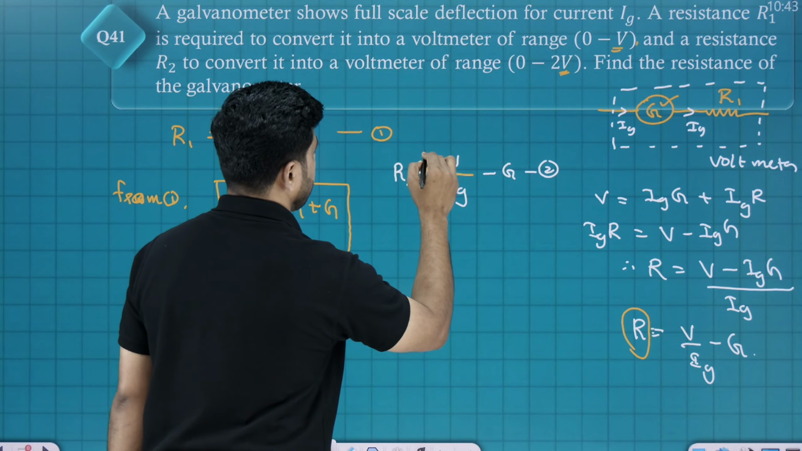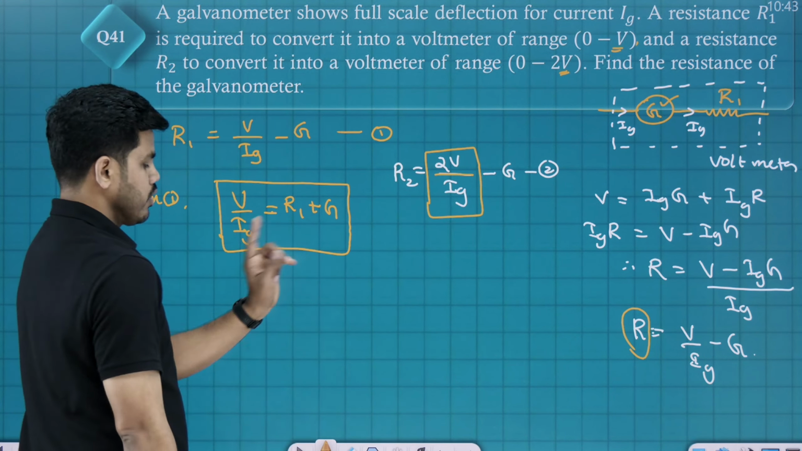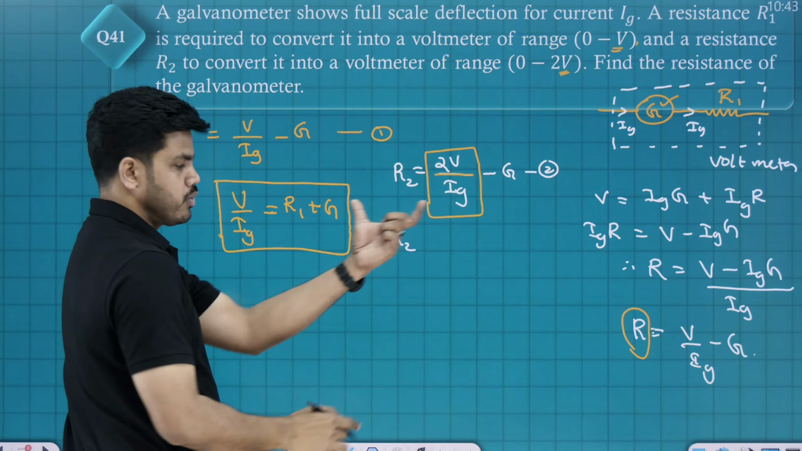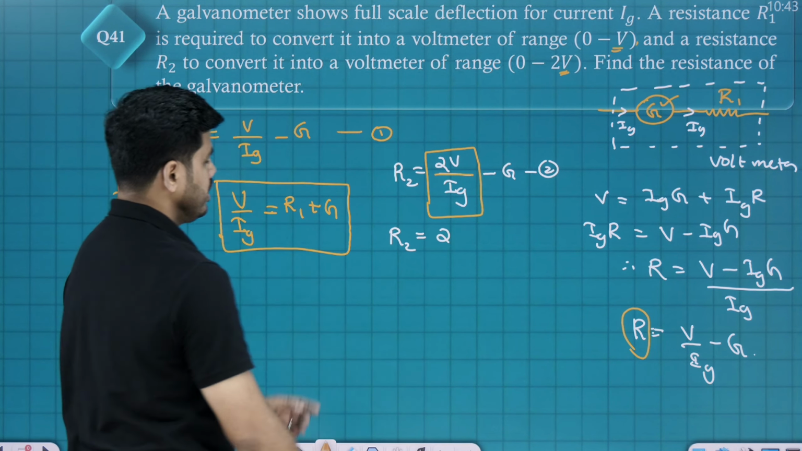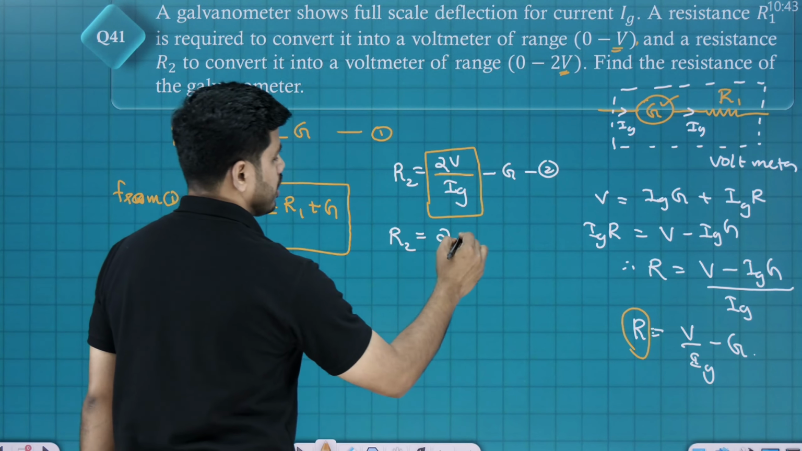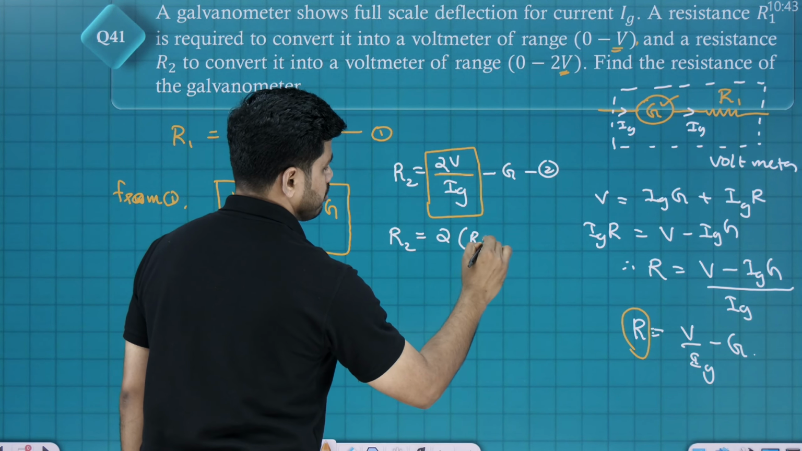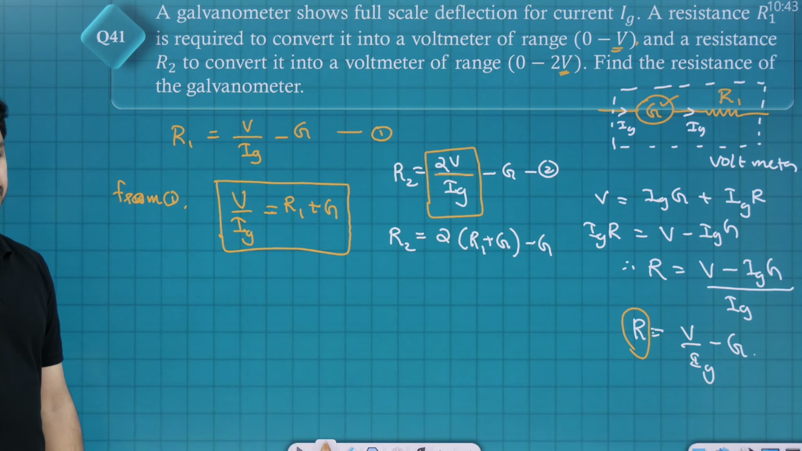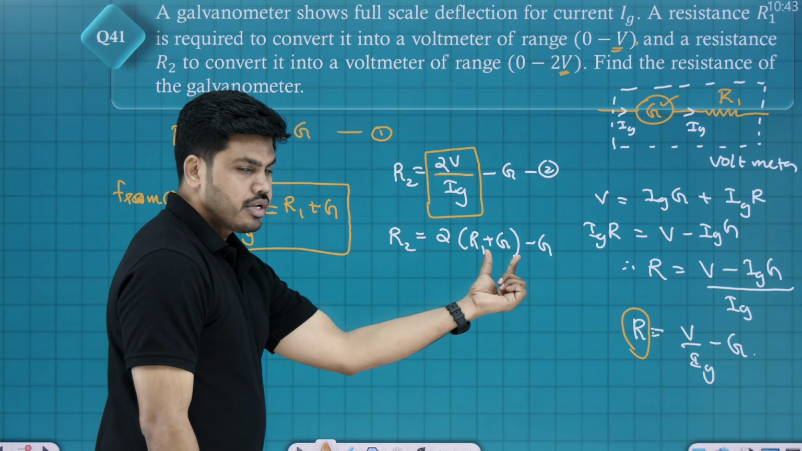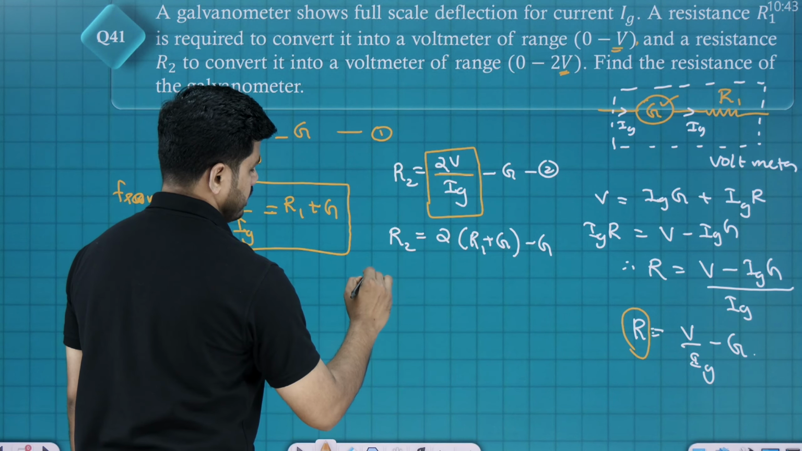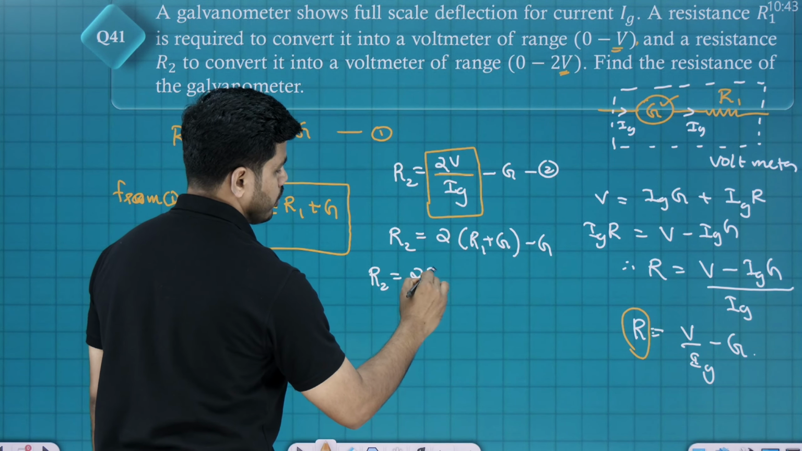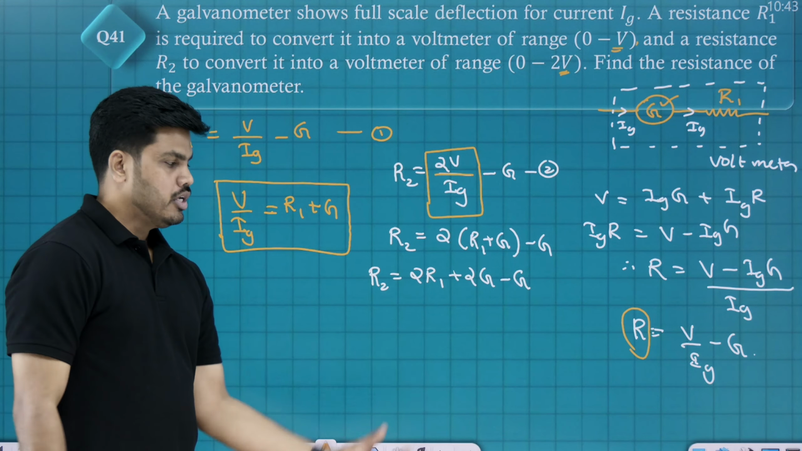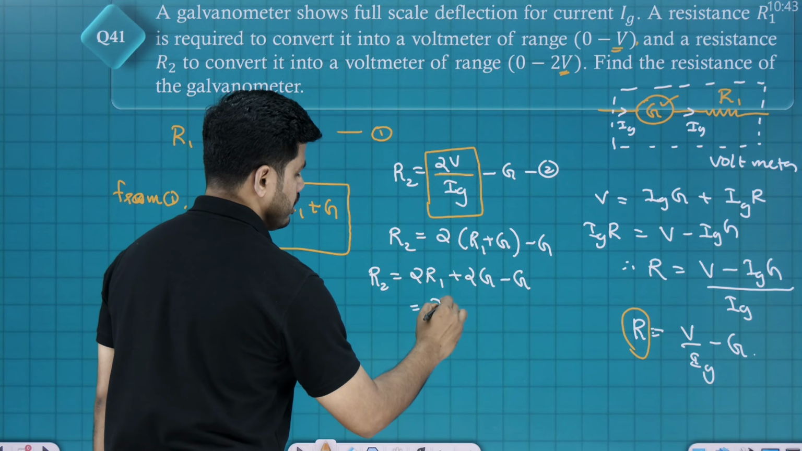Now, if this value is substituted here, what will you get? So we have V by Ig as R1 plus G. I'm just going to continue here only. R2 is equal to 2 into, instead of V by Ig, I can write R1 plus G, minus G. Correct? That's what we got. So R2 is now in this form. If you open the bracket, we get R2 is equal to 2R1 plus 2G minus G. 2G minus G is going to be G only.